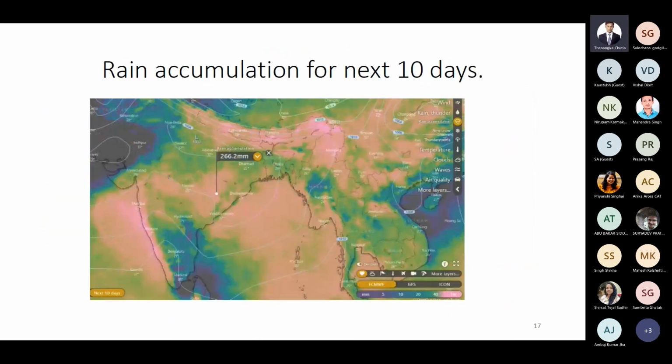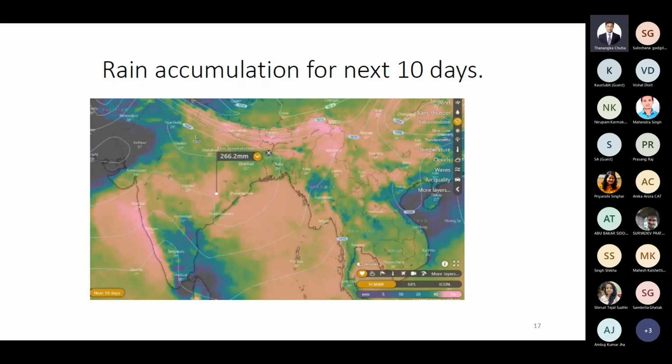This is the rain accumulation from ECMWF, also taken for India, and you see that there's a lot of rainfall. The patch of red which we had seen earlier is now covered with a lot of rainfall. So I guess that red patch would also convert at least to normal, is what I'm expecting.